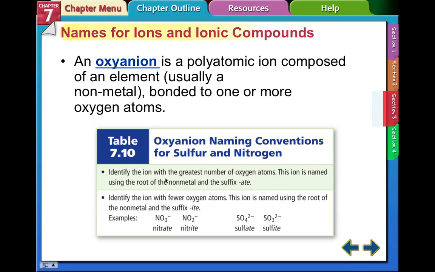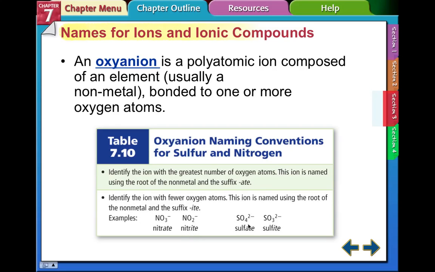Identify the ion with the greatest number of oxygen atoms. You're going to start with sulfate. So you look at the number of oxygens. Down here we have NO3 and we have NO2. NO3 has the greater number of oxygens. That's going to be nitrate. NO2 has fewer oxygens, so we're going to call that nitrite.